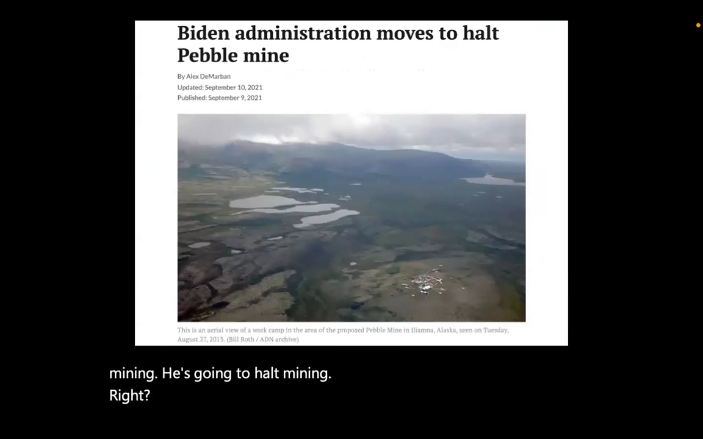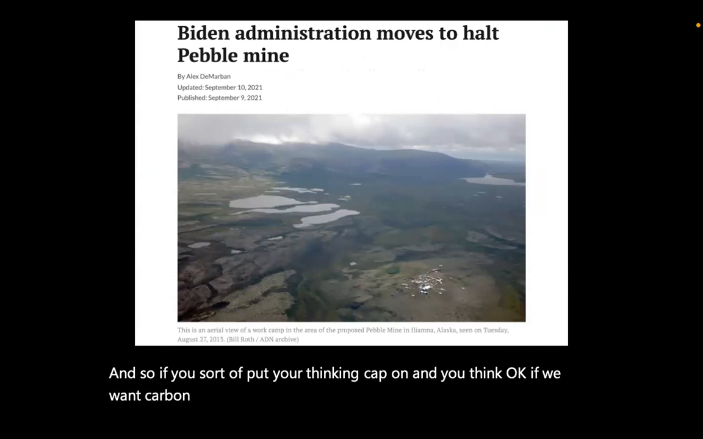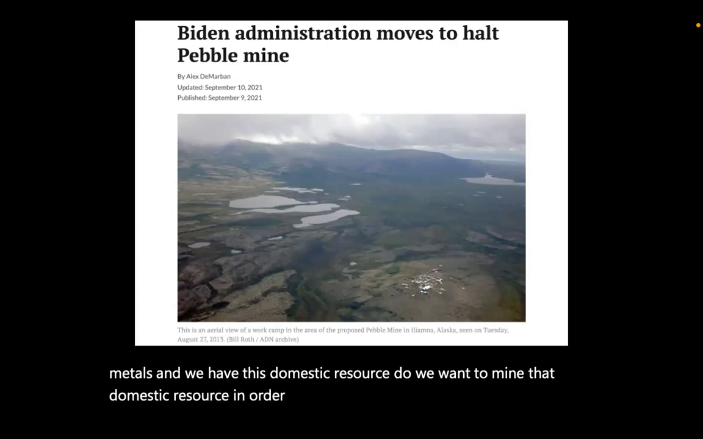And so if you sort of put your thinking cap on and you think, okay, if we want carbon neutrality, if we want energy independence, if that requires metals and we have this domestic resource, do we want to mine that domestic resource in order to tap it for carbon neutrality? And the answer so far has been no.